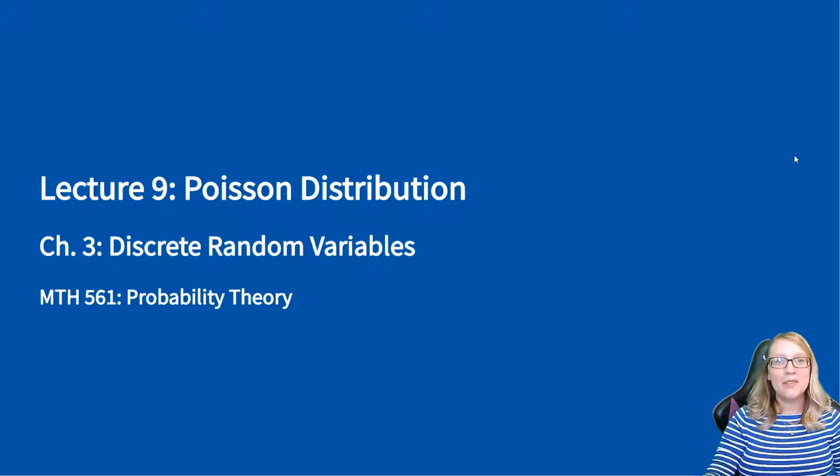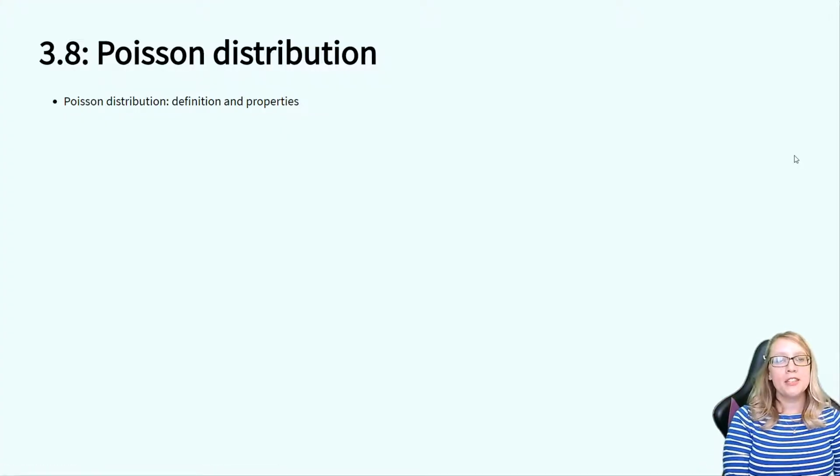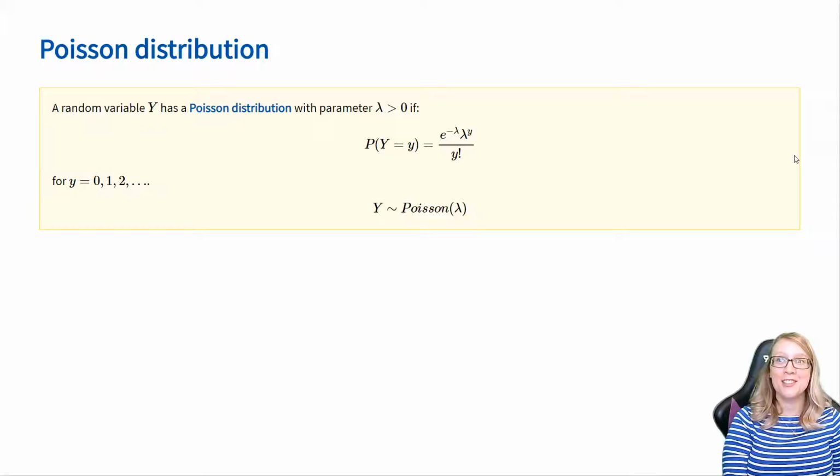Welcome back. In this video, we'll introduce our next discrete distribution, the Poisson distribution. We'll start by defining it like we have with the others. We will also discuss some properties of the Poisson distribution, and show how to find probabilities related to it, both by hand and using R.